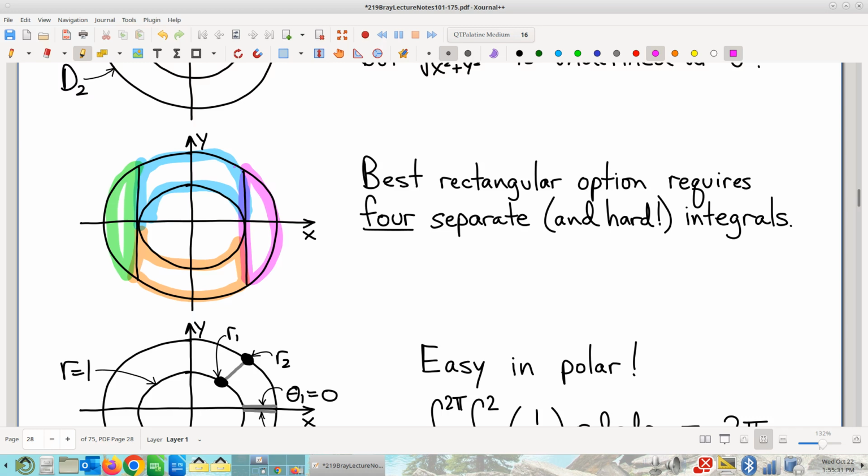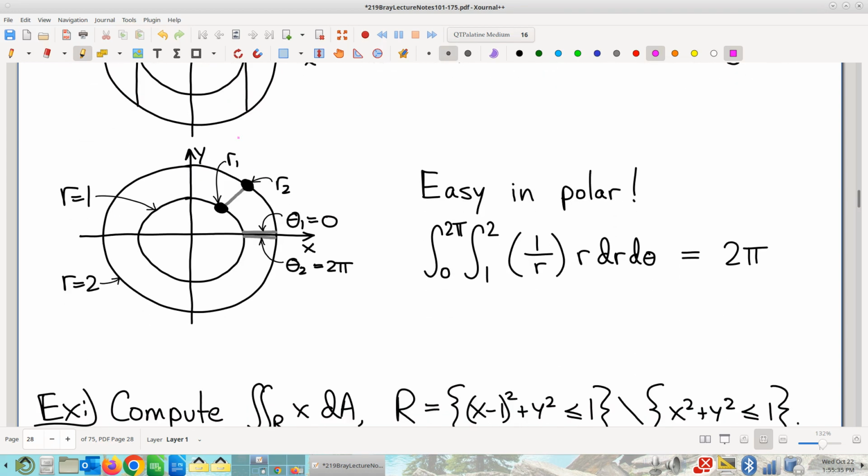So let's see what polar coordinates does, and it's just awesome. In polar coordinates, this is super easy. Theta slices look like this. And what's the range of values? Well, we're going to go all the way around. So 0 to 2 pi.